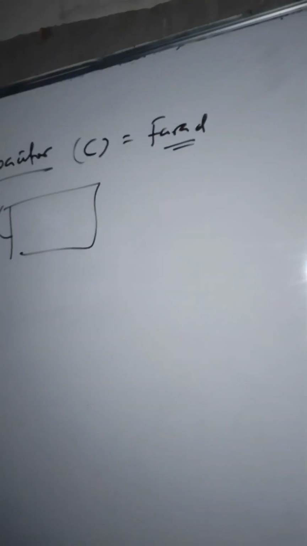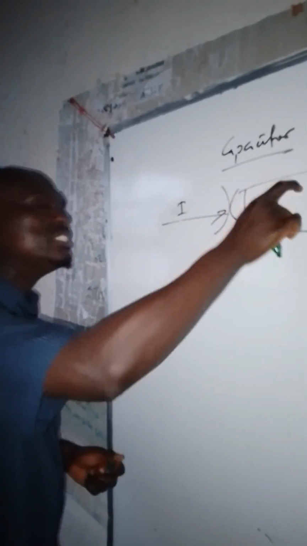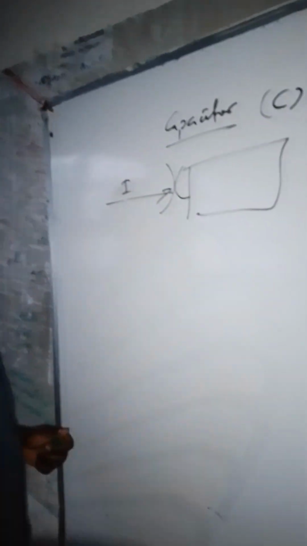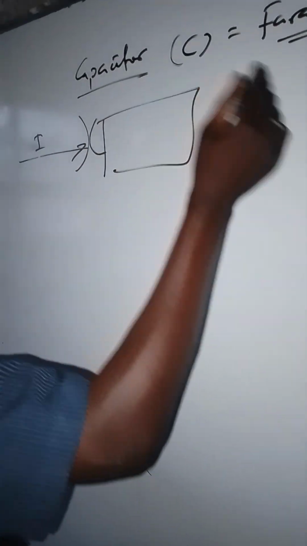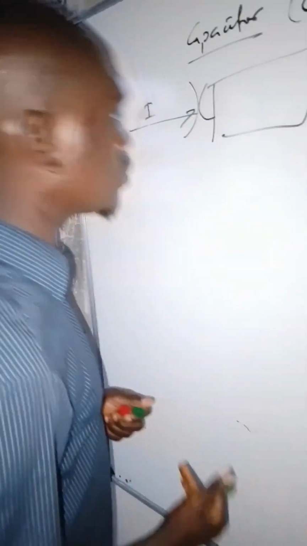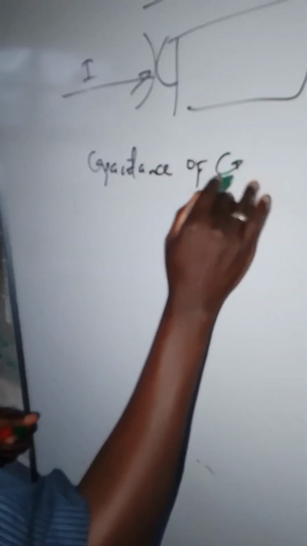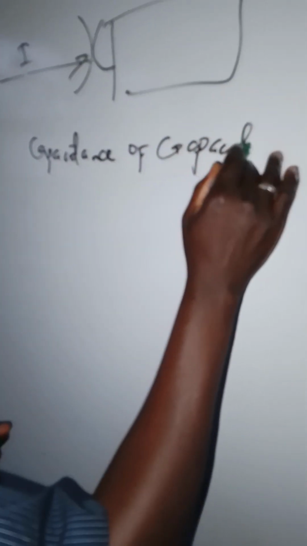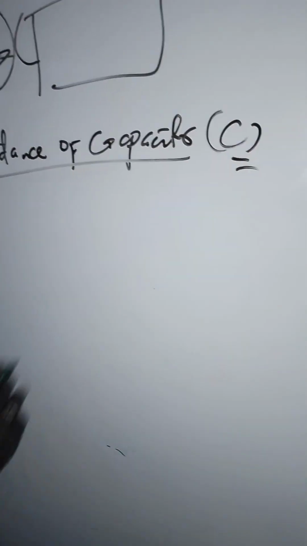Capacitor is defined as opposition to the flow of electric current in a given circuit. That is what we refer to as a capacitor. It's usually measured in farads. We have the microfarad, the nanofarad, the picofarad, and so on and so forth. Let's now proceed to the capacitance of a capacitor C, respectively.